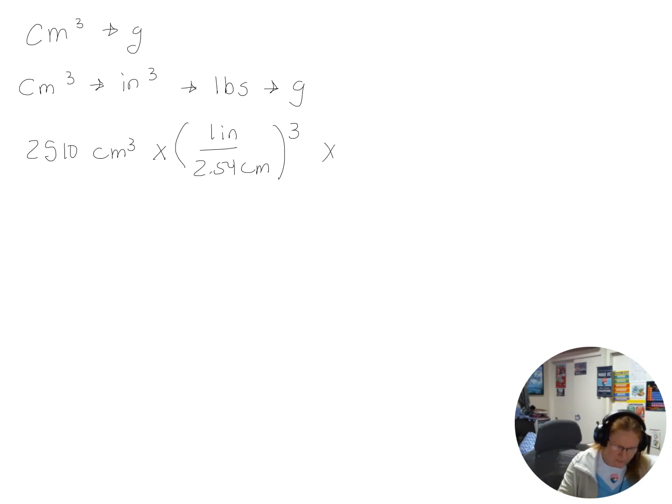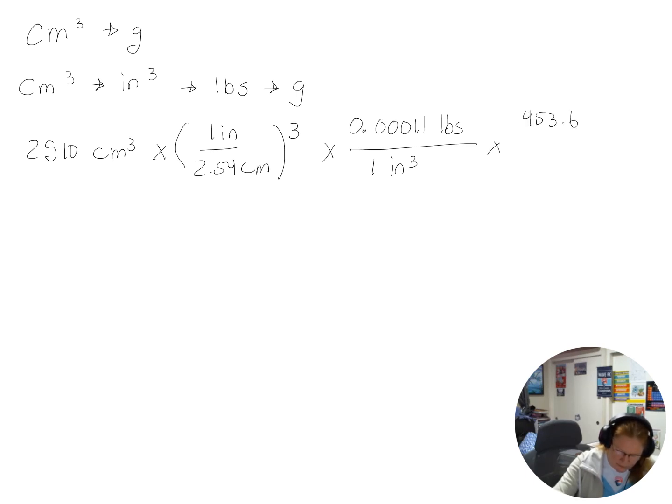I'm converting from volume over to mass, so my mass goes on top. So I have my 0.00011 pounds per 1 inch cubed. And then I have my 453.6 grams for every 1 pound. I do this, and my aerogel is going to add 7.65 grams to the mass of my spacecraft.